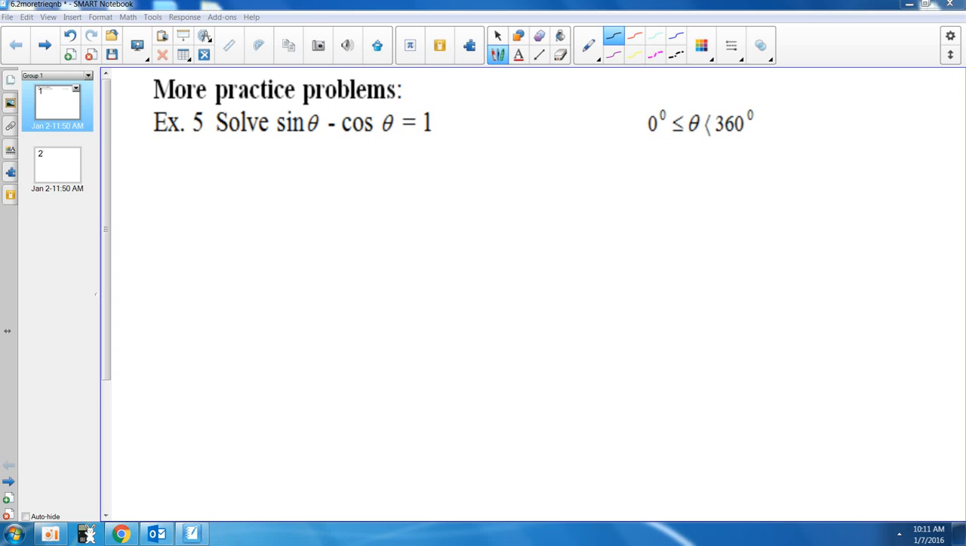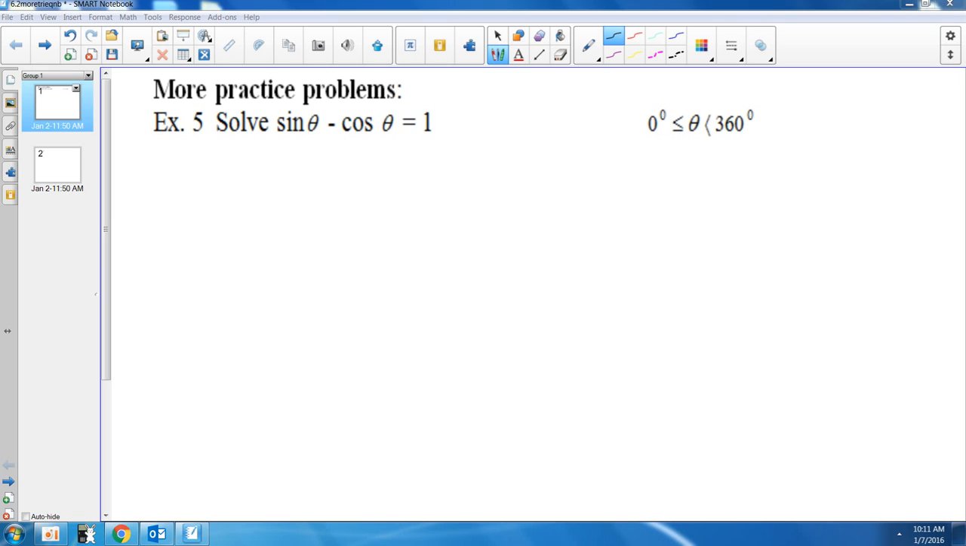And so when you see that you have to solve sine theta minus cosine theta equals 1, there's nothing that you can do in terms of substituting in. There's no algebra that you can do. So because you are stuck, you have no alternatives.